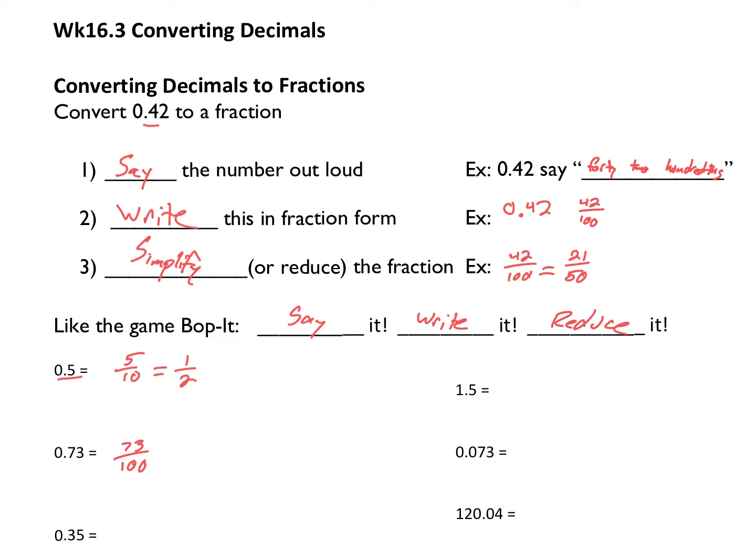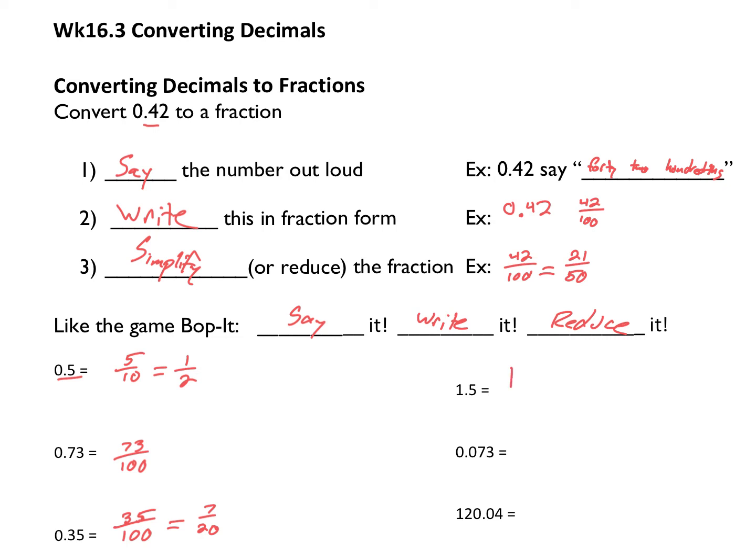Next one, say it. 35 hundredths. Write it. Reduce it. Well, 35 ends with a 5, and so does 100. We can divide both of those by 5. So 7/20ths. Can we simplify 7/20ths? 7 is prime, P-R-I-M-E. Nope.